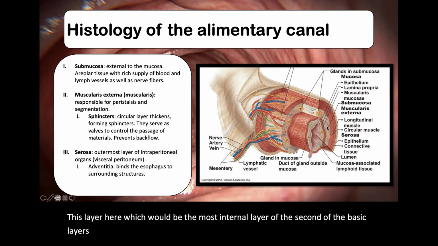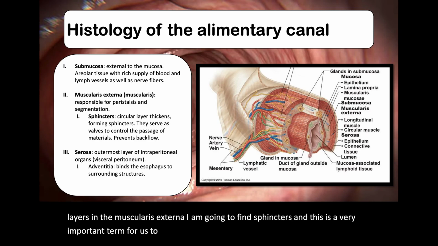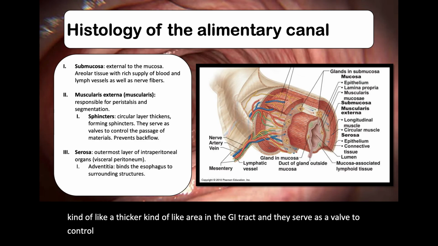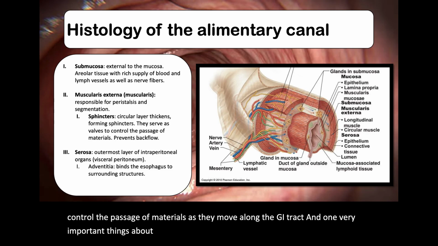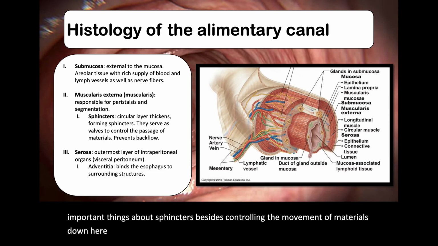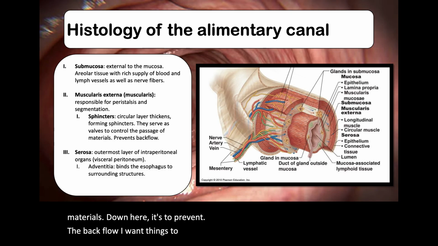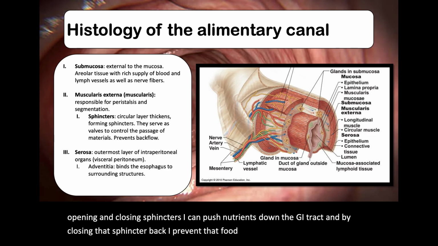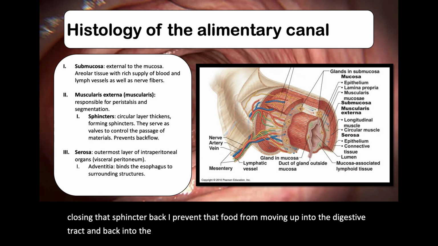In the muscularis externa, I am going to find sphincters, and this is a very important term for us to remember. Sphincters are circular layers of muscle, a thicker area in the GI tract, and they serve as a valve to control the passage of materials as they move along the GI tract. Besides controlling the movement of materials down, they prevent backflow. I want things to move in one direction and one direction only. By opening and closing sphincters, I can push nutrients down the GI tract, and by closing that sphincter back, I prevent that food from moving up and back into the stomach. That might create several problems.